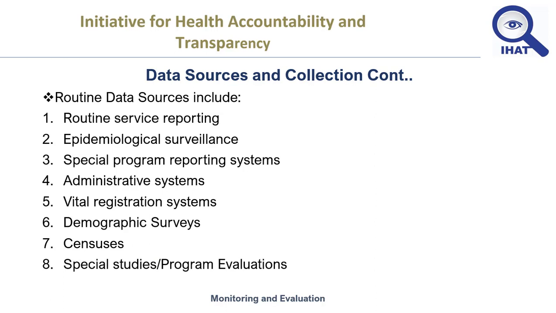There are examples of data sources. Routine data sources will include routine service reporting, which is usually healthcare service reporting, epidemiological surveillance. There are special program reporting systems, cancer reporting systems, for example. There are administrative systems that report some other aspects that are non-clinical in the health system. The vital registration system is very key and is important for the health sector. Demographic surveys, censuses, and also special studies or program evaluations. These often provide routine data sources.